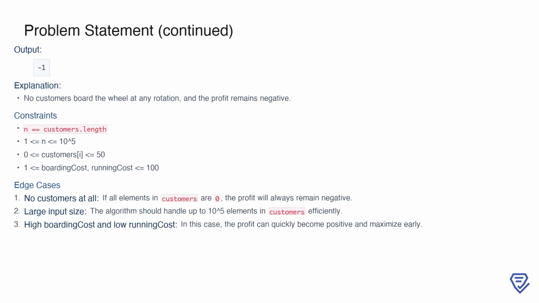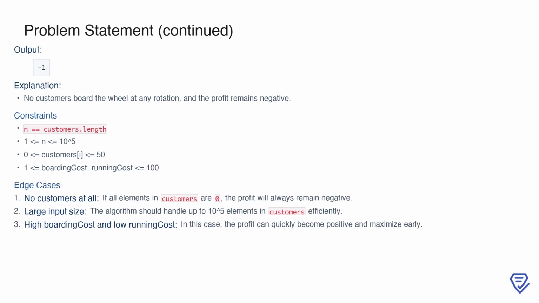Finally, let's examine the third example, where customers equals 0, 0, 0, 0, boarding cost equals 10, and running cost equals 4. In this scenario, no customers ever arrive to board the wheel, so the revenue remains 0 for every rotation. However, the running cost of 4 is incurred for each rotation, meaning the profit decreases with every turn of the wheel. Since the profit never becomes positive, the output for this case is -1.